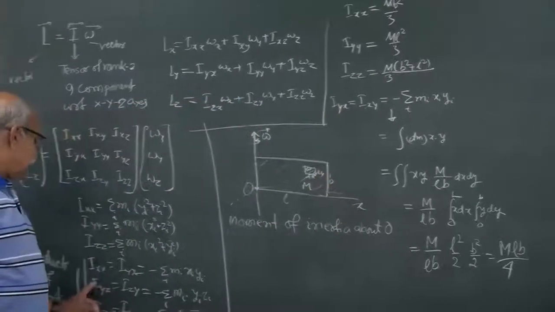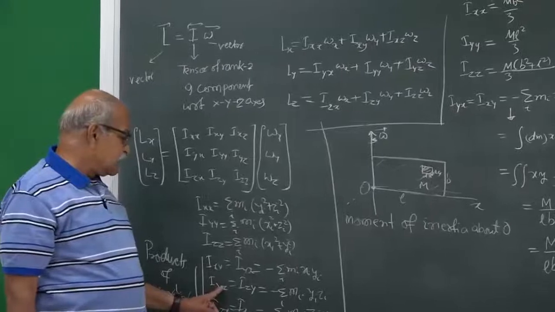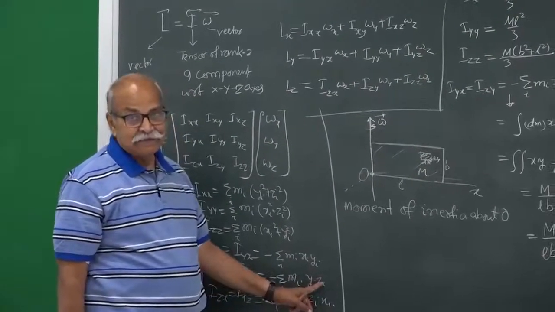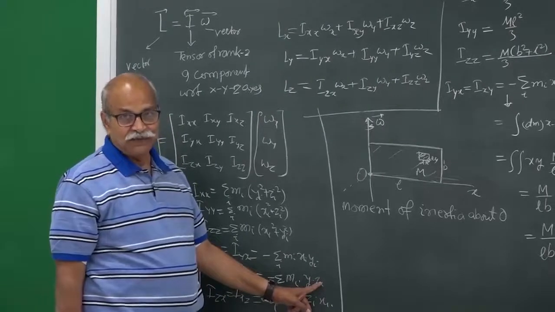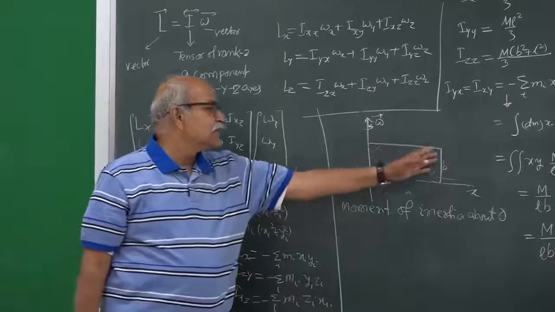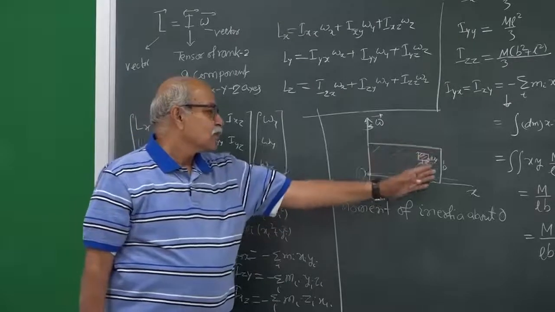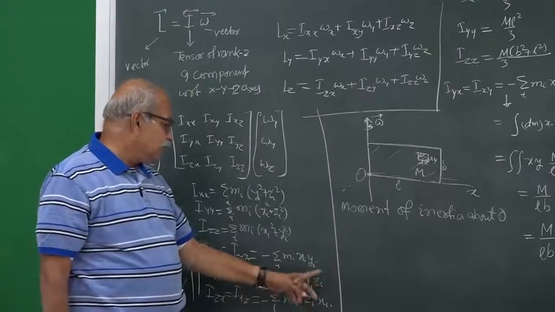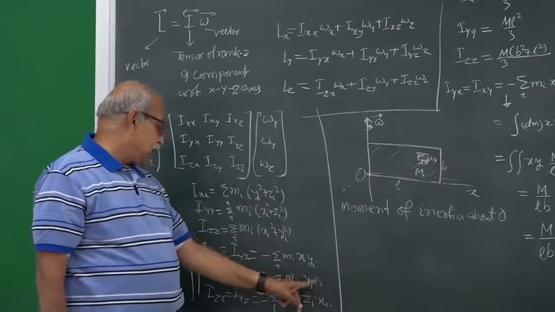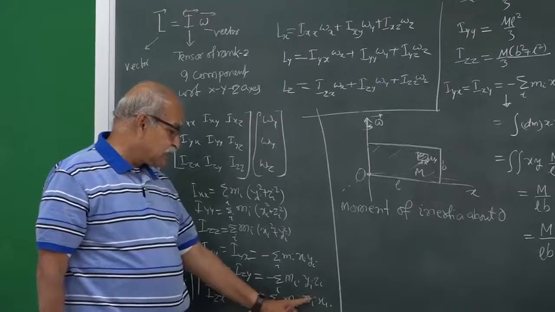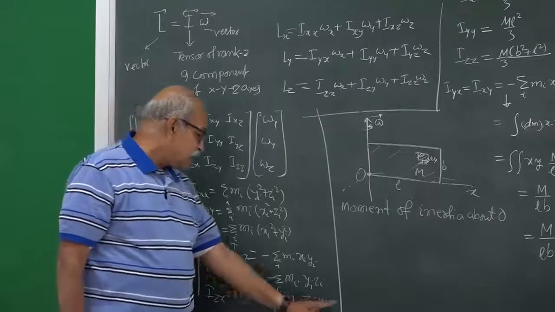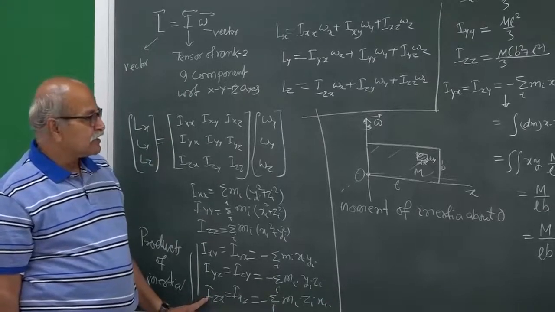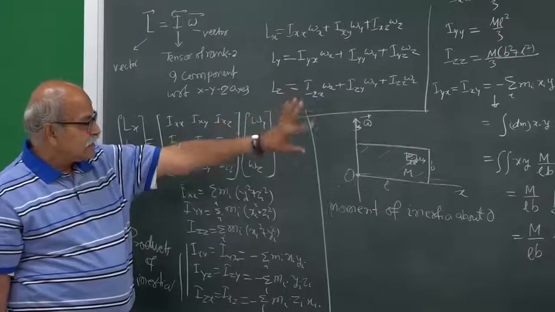And what is I yz? In I yz you will have m i, y i, z i, and z i is 0 for all particles. Z coordinate is 0. Okay. This whole thing is in the xy plane. So, this z is 0 for every particle of this plate, and therefore, this is also 0. So, the only product of inertia terms are I xy and I yx.